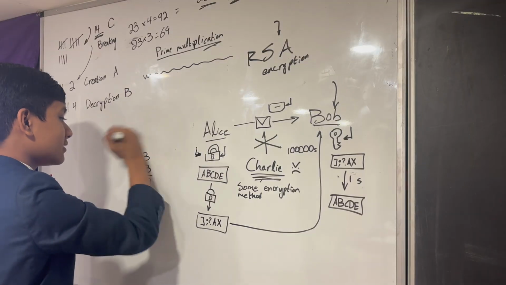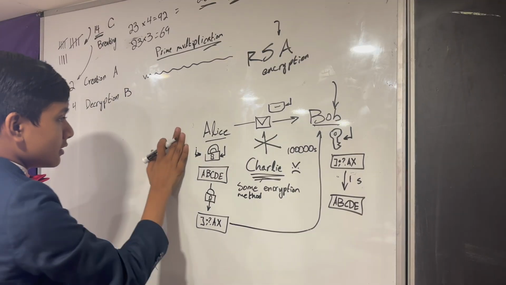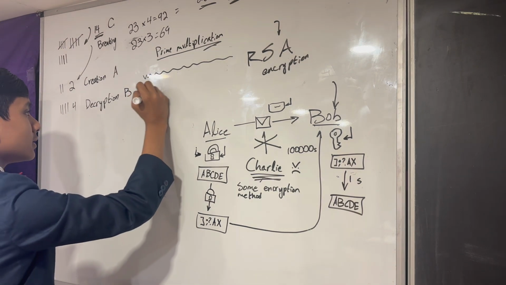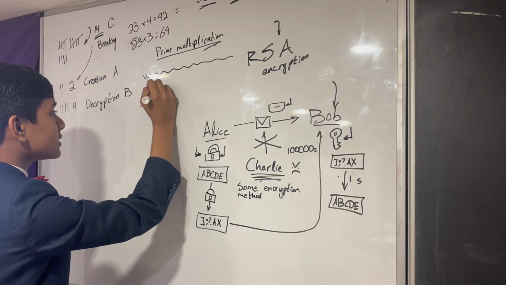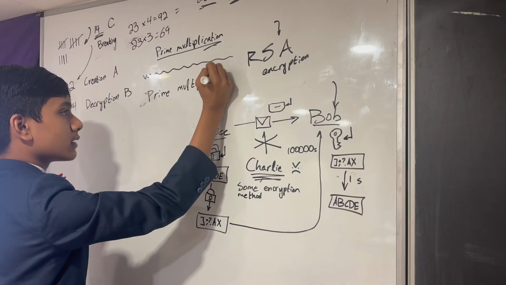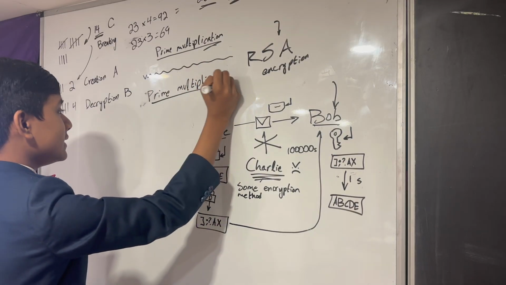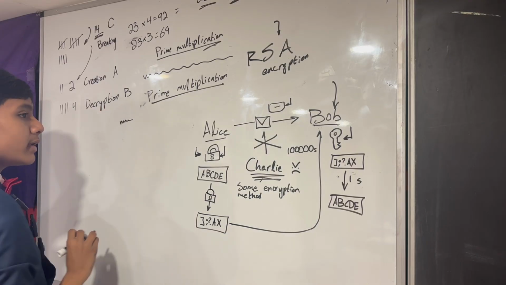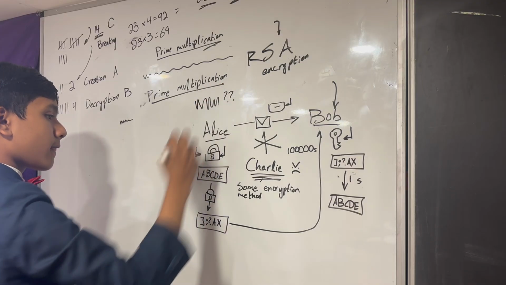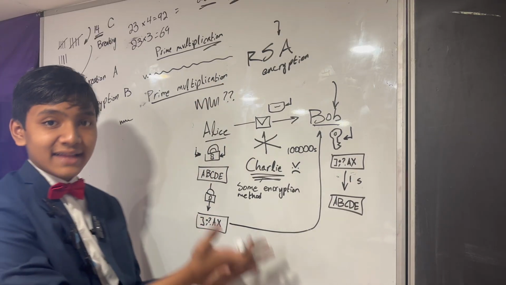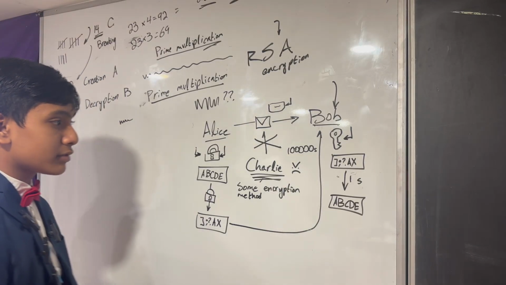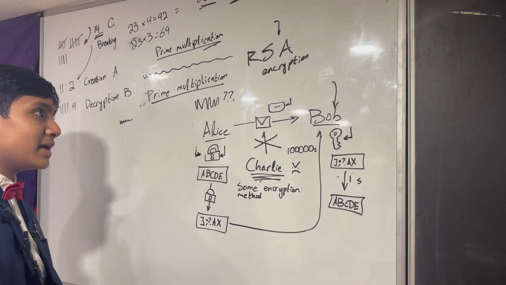Okay. So, now we know prime multiplication is very easy to encrypt with and very hard to decrypt with. And so, that's exactly how RSA encryption works in a simplified manner. In reality, well, you can look it up on its Wikipedia page.